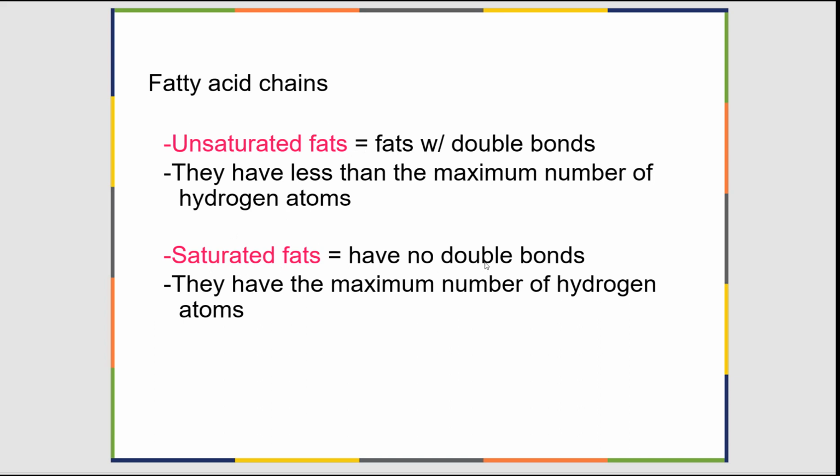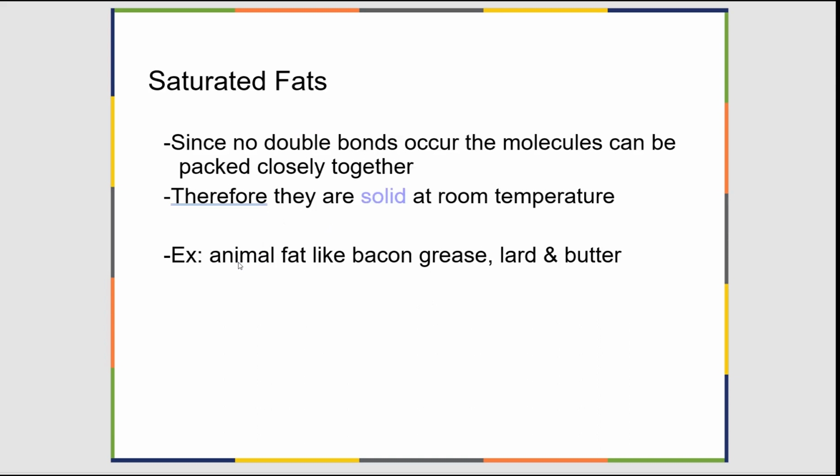Saturated fats have no double bonds, so they can pack together as close as they possibly can. So think saturated meaning fully consumed. Okay? Saturated fats having no double bonds, they can become solid at room temperature. So lots of our animal fats are saturated fats. They have no double bonds, so they're solid at room temperature. That's like bacon grease, lard, butter, those kind of things.